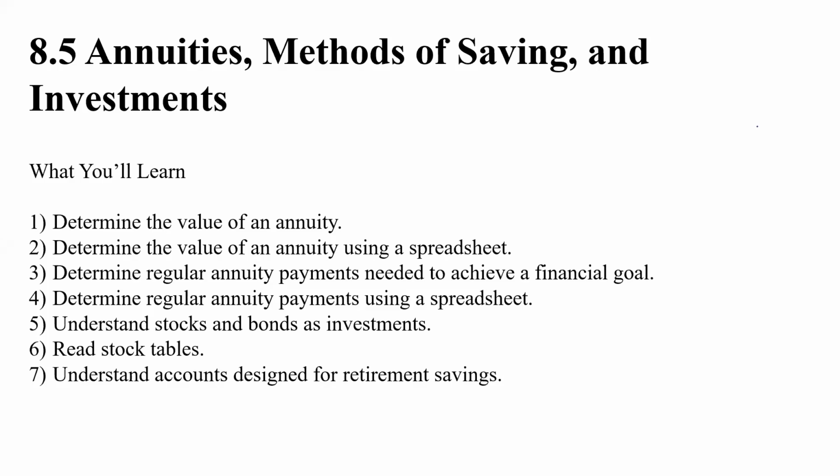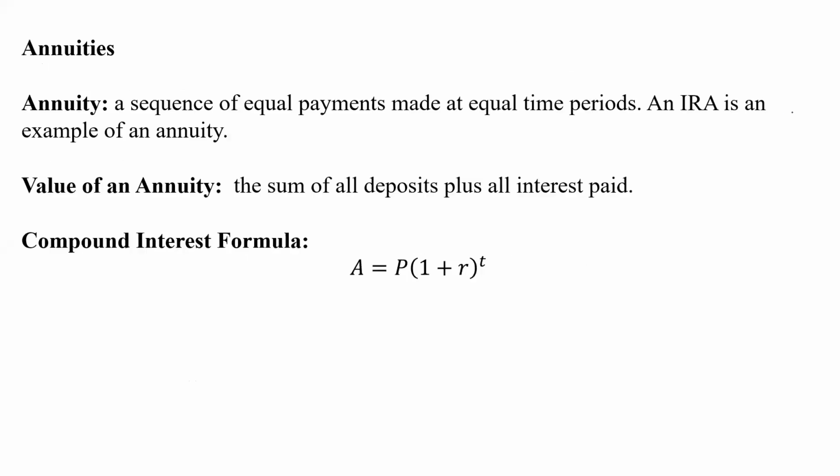All right, here we are in 8.5 on annuities, methods of saving and investments. What you're going to learn this section is to determine the value of an annuity, determine the value of an annuity using a spreadsheet, determine regular annuity payments needed to achieve a financial goal, determine regular annuity payments using a spreadsheet, understand stocks and bonds as investments, read stock tables, and then understand accounts designed for retirement savings.